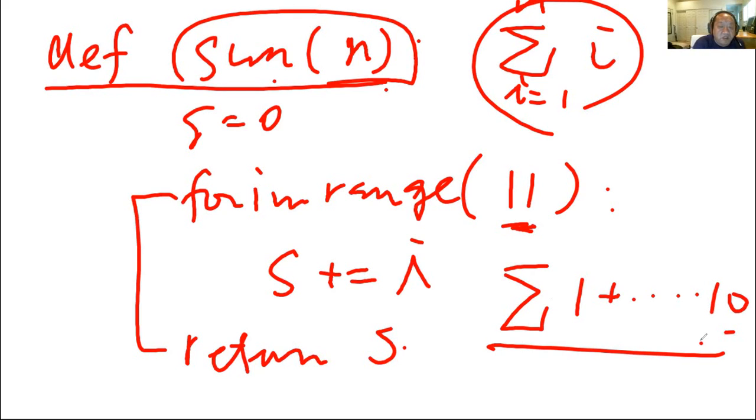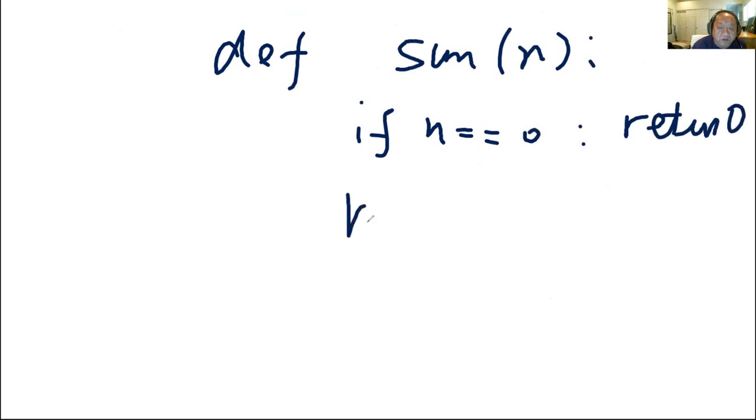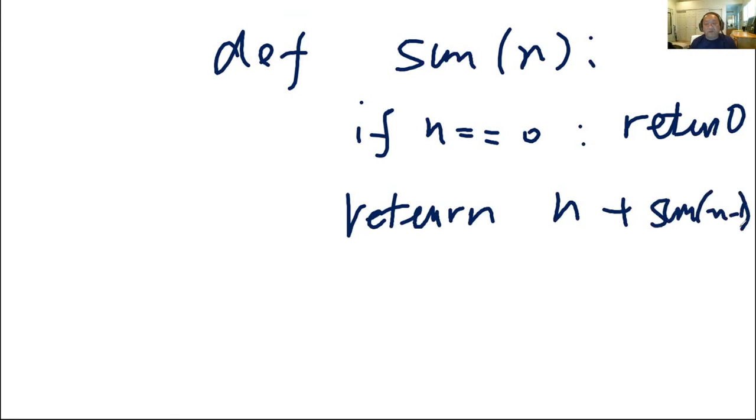Yeah. And this one actually is what? I use a for loop, right? I did not use recursion. But I can also write a recursive version of sum of n, and then I say if n equals 0, return 0, or return n plus sum of n minus 1. This one is the recursive version, right?